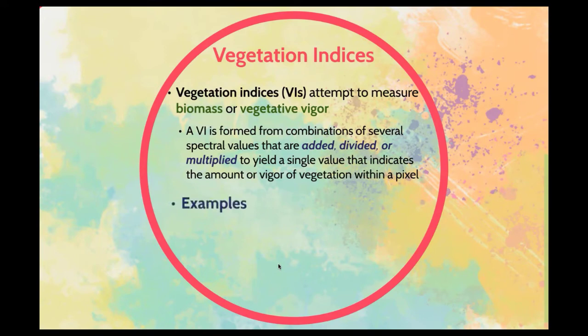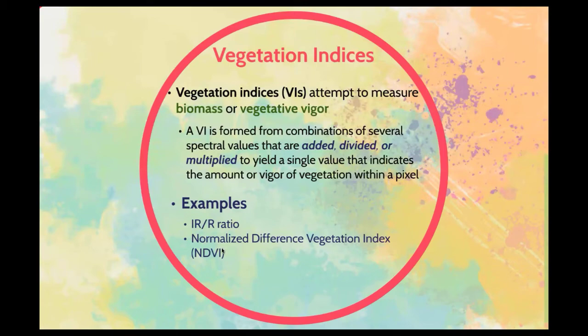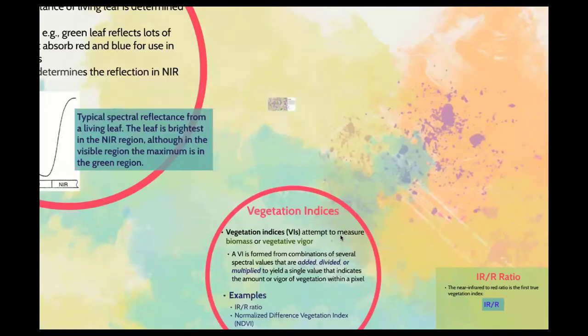So today we're going to focus on two basic vegetation indices. The first one is called the IR/R ratio, where IR refers to near infrared and R refers to red. And the second one is our focus for today, and also what we will be talking about in Lab 9, the NDVI, Normalized Difference Vegetation Index.